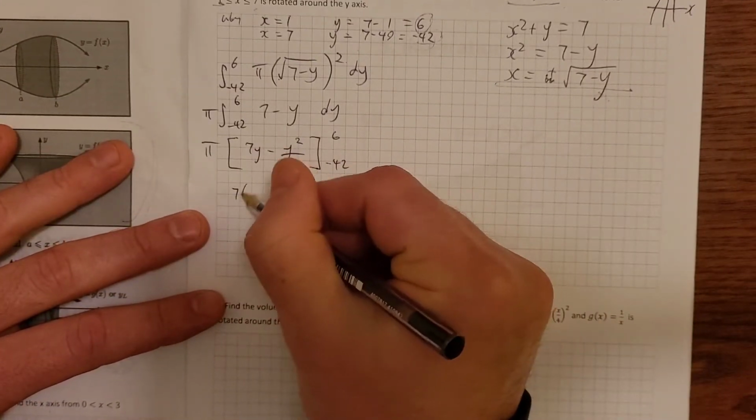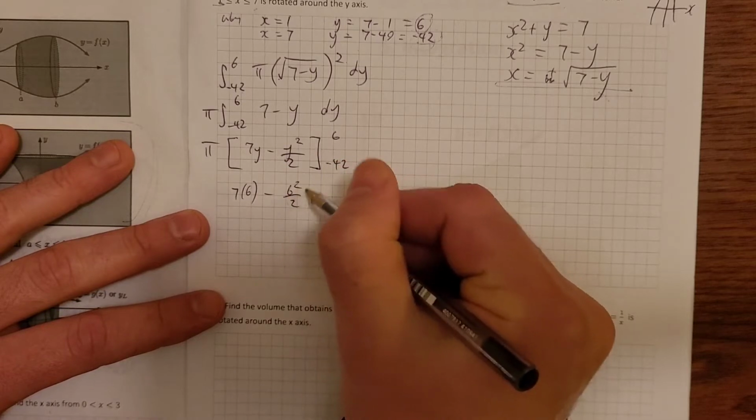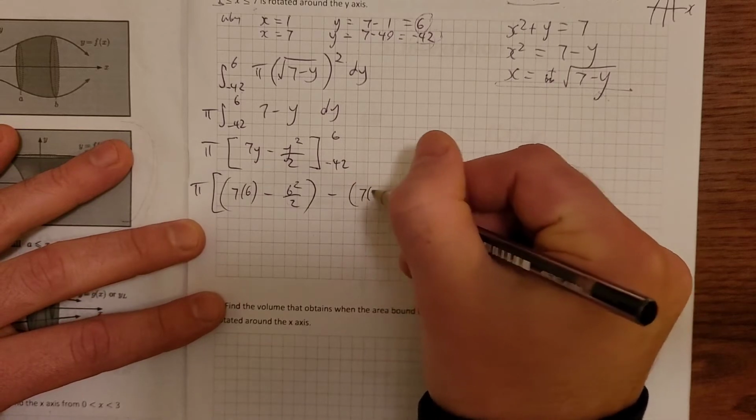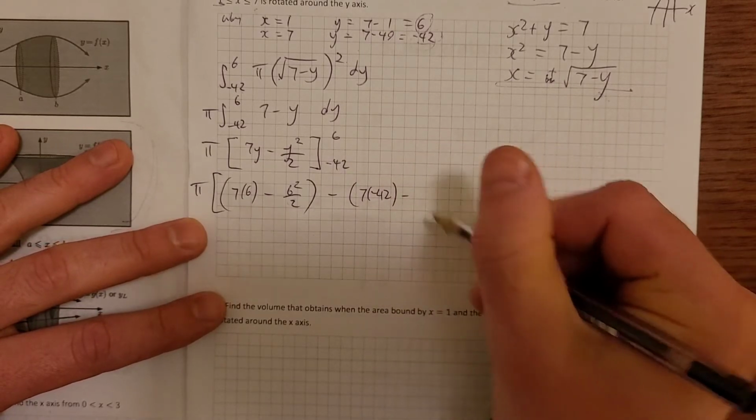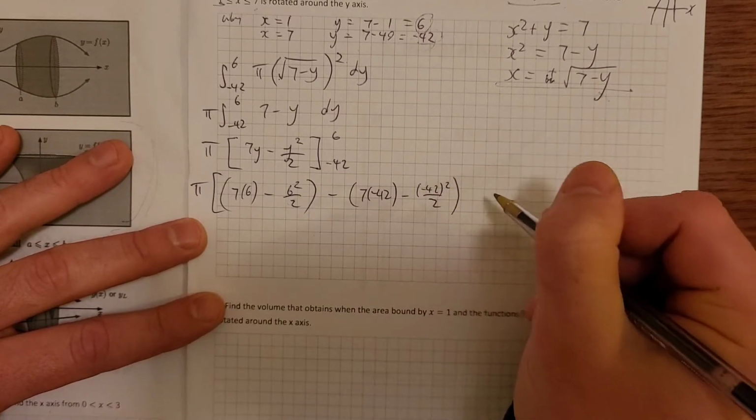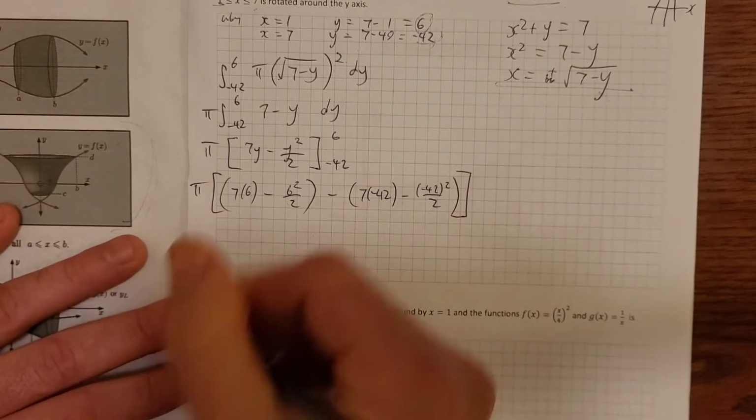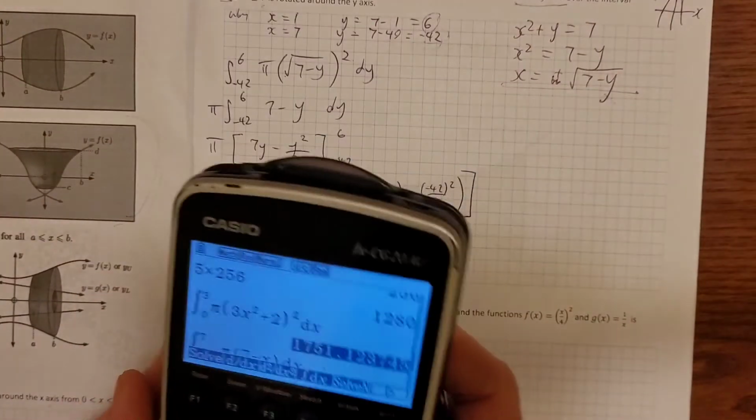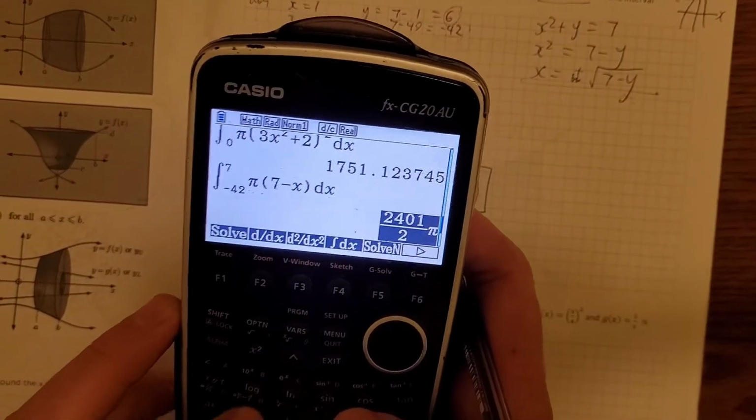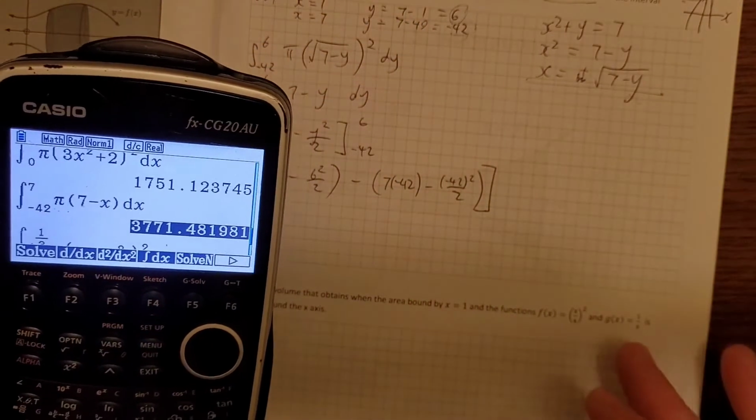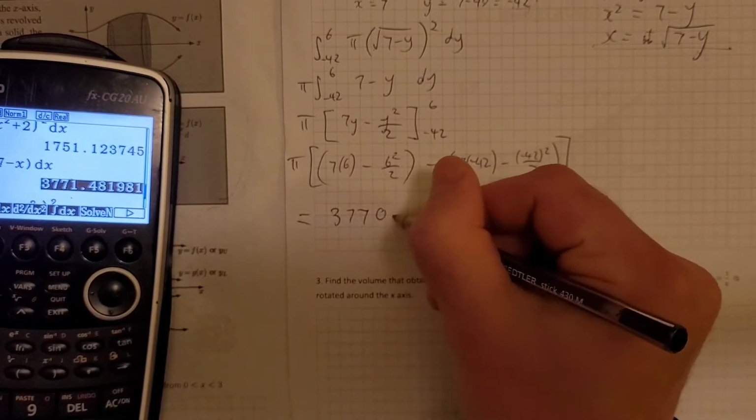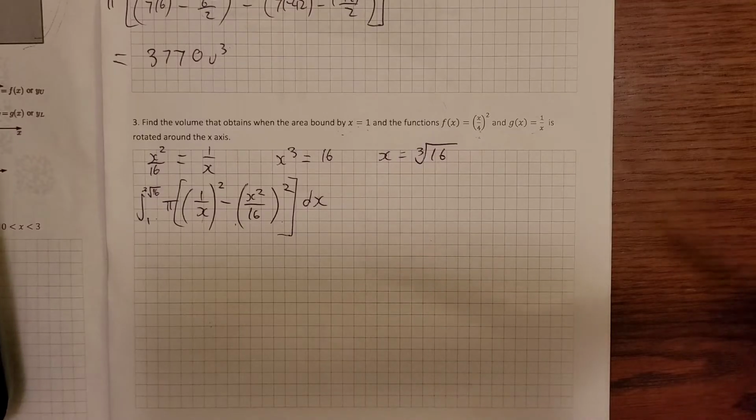So we're going to have 7 times 6, take 6 squared on 2. Pi out the front here. And then we have take away 7 times minus 42, take away minus 42 squared on 2. Close the bracket there and close the big bracket there. All right, and now when we evaluate that one, I've done that just before, saves a bit of time. We've got 2,401 on 2 pi, and so we've got 3,771. So again, to 3 significant figures, 3770 units cubed. All right, and then we'll move on to question 3.